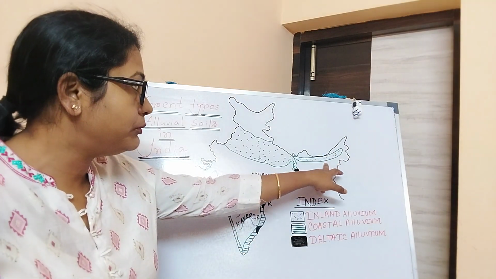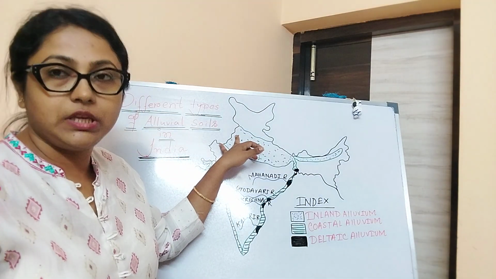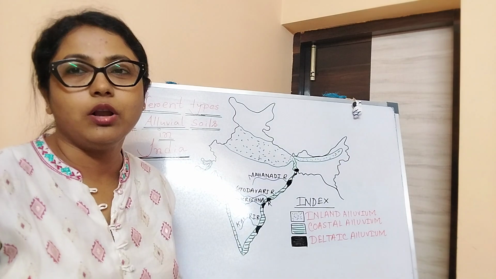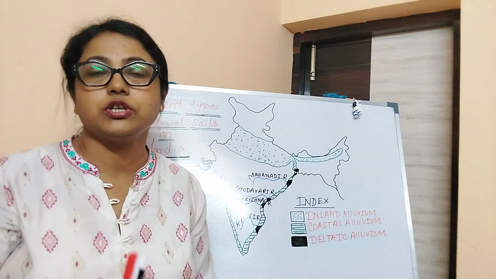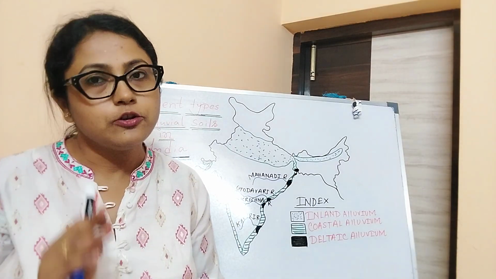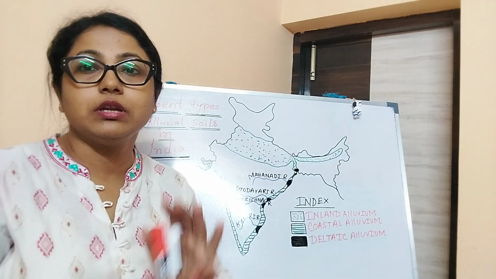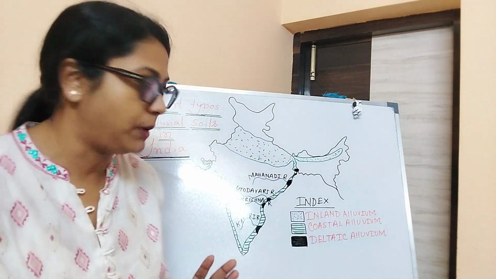Here the Brahmaputra river is responsible. In Punjab and Haryana, the tributaries of the Indus are responsible. In Uttar Pradesh, Bihar and West Bengal, the Ganga and its tributaries are responsible for the formation of this inland alluvial soil. Now for the next one, at first let me finish about the location, then I'll be discussing the characteristics part.